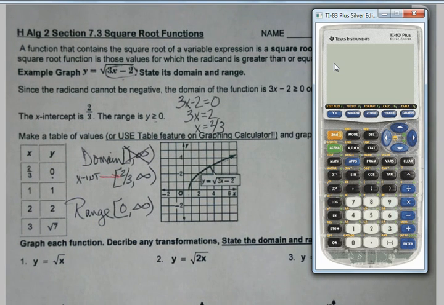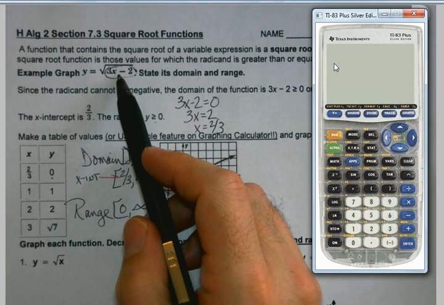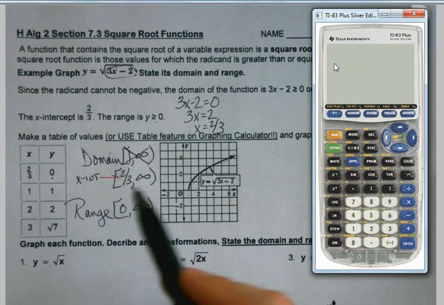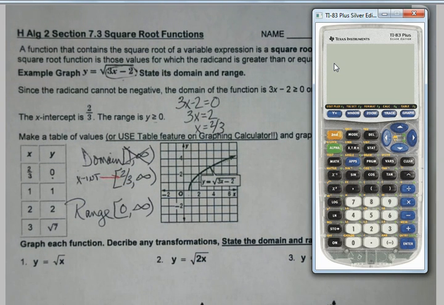So as far as domain and range go, that's pretty straightforward. Whatever is below here, set equal to 0. Find my intercept, that gets me the domain. The y value at that value is going to be my range.